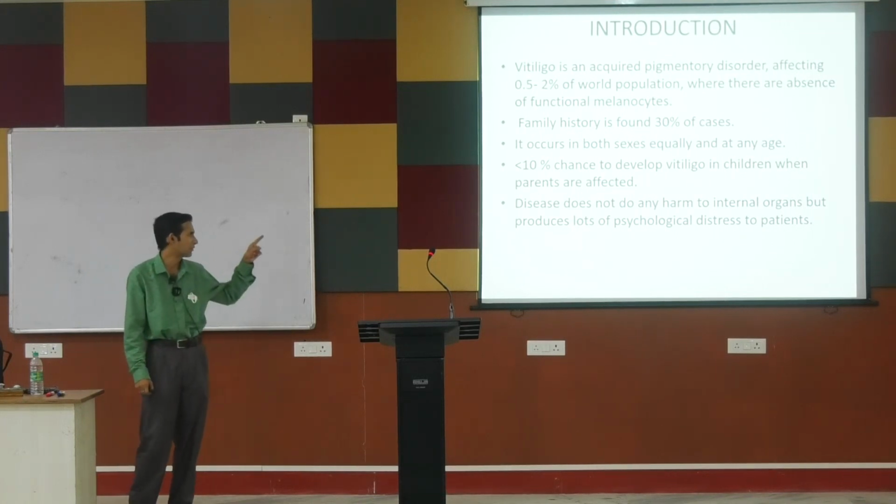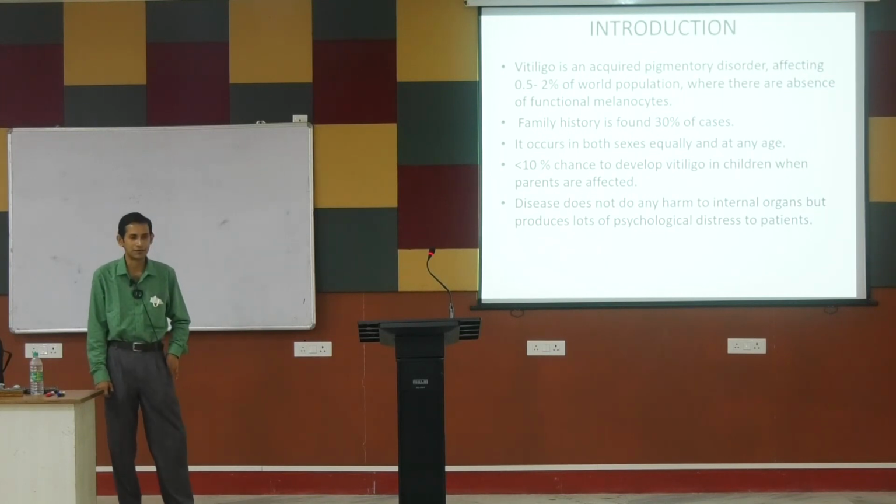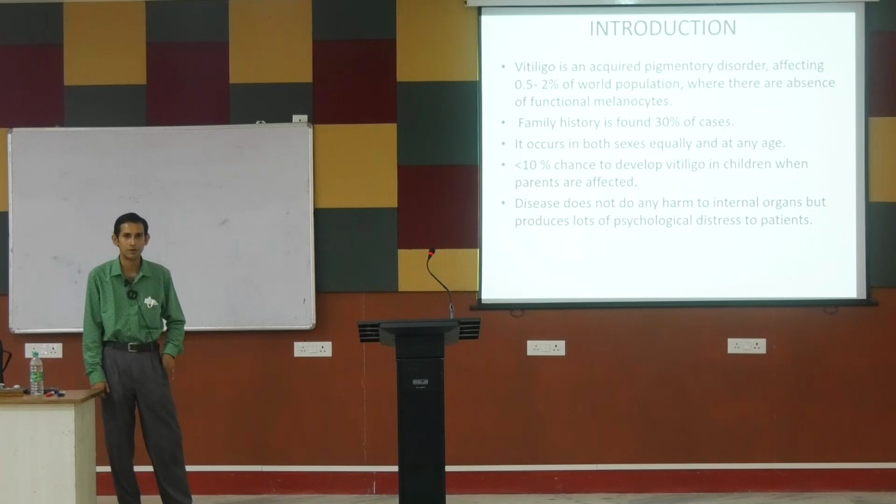Family history is present in about 25 to 30% of cases of vitiligo. It occurs in both sexes equally and at any age group. Any age group can be affected, and there is less than 10% chance of developing vitiligo in the children when the parents are affected.